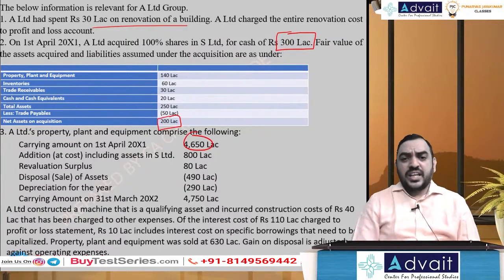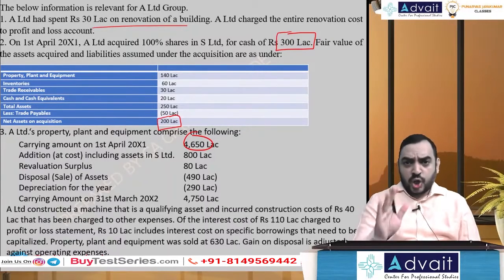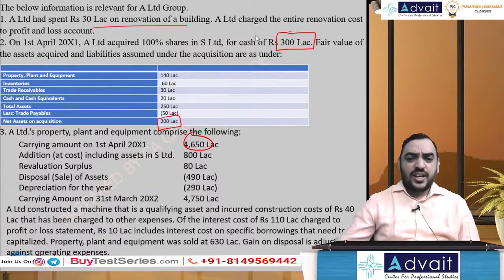On 1st of April, they've acquired. Okay, that will come in the statement separately. We'll not worry about it now. Goodwill and all will come separately. Property additions, reserves and surplus, disposal, depreciation again, those things we will take separately. No need to worry about it now.